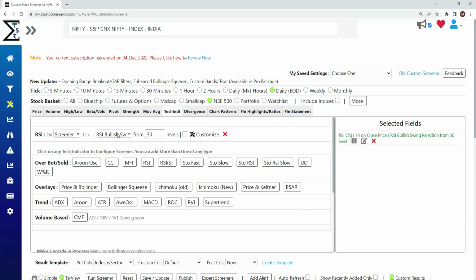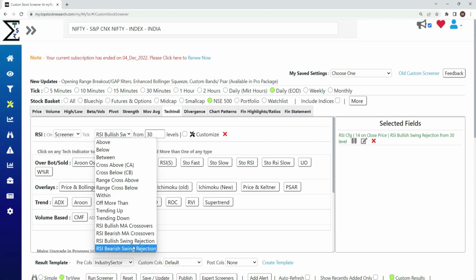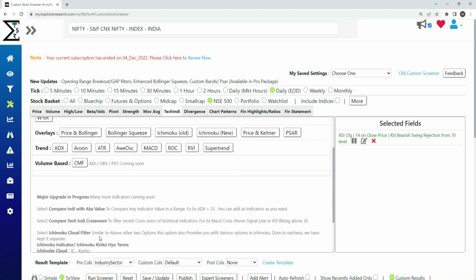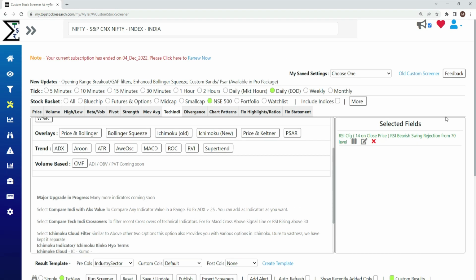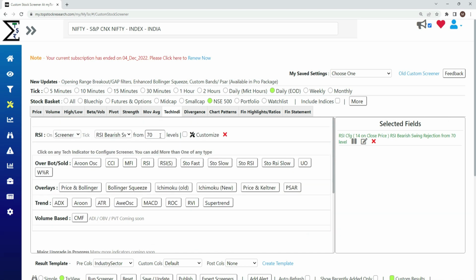Likewise, what we have is bullish swing rejection, and in the same way we have bearish swing rejection. It's just the opposite of what we have discussed. Sir, in bearish swing rejection, what number do we have to write? In bullish, you wrote 30. In bearish, you don't have to. It'll come by default as 70.